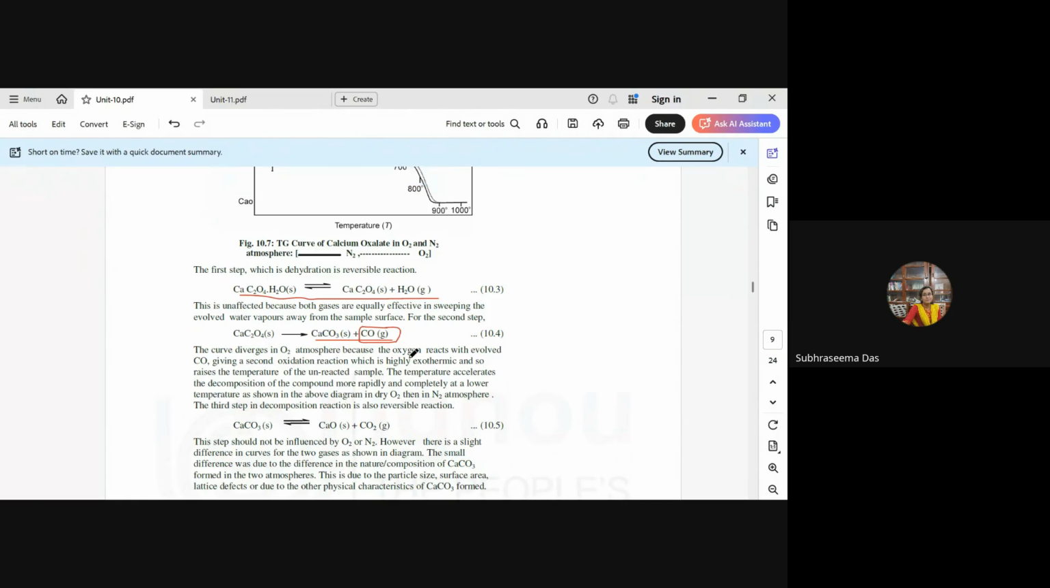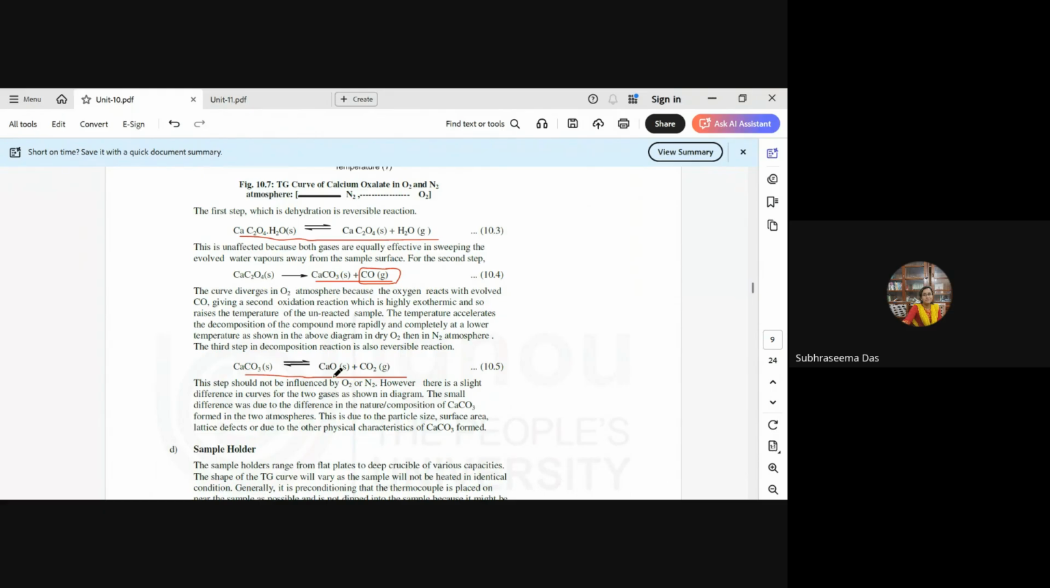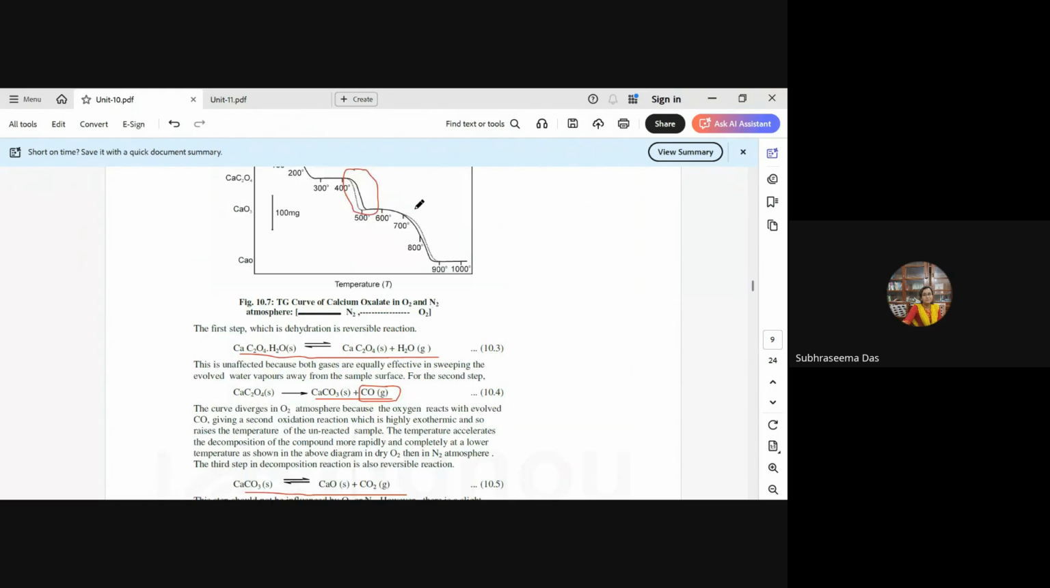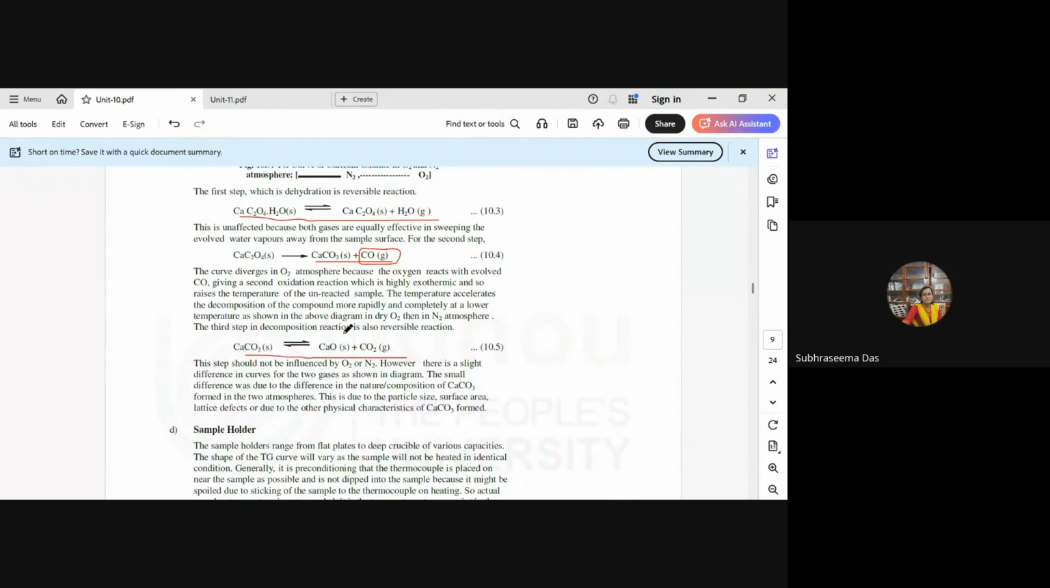Then the third step is the decomposition reaction, which is also a reversible reaction. The calcium carbonate that is formed in the second step now breaks into calcium oxide plus carbon dioxide. Now this step should not be influenced by O2 or N2, because neither CaO nor CO2 reacts with the oxygen atmosphere or the nitrogen atmosphere.